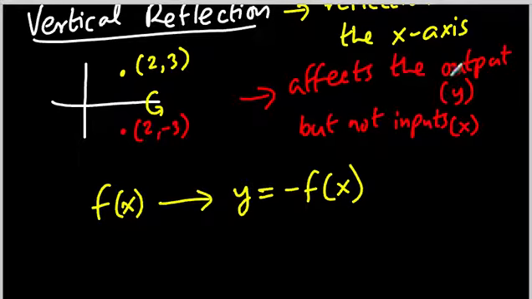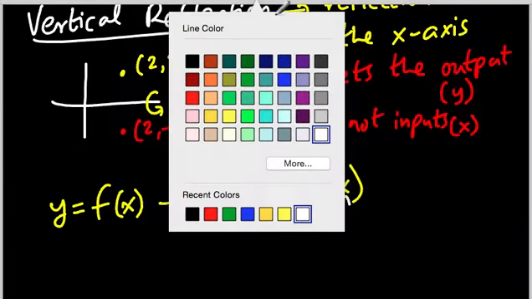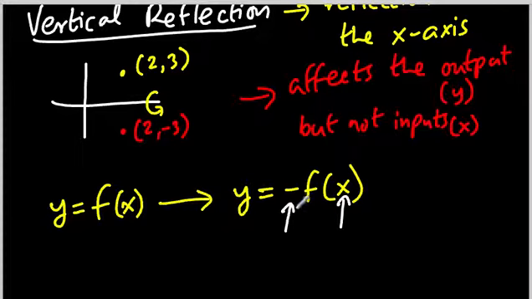As we said over here, it affects the output y, but not the inputs x. So if you look in this expression right here, the inputs are not affected. There's nothing happening to it. There's no number or negative happening over here. I probably should have written this: y equals f of x, so this is being transformed to that. But the y's, on the other hand, all become negative because of that negative there. And as we can see, this (2, 3) becomes (2, -3), meaning only the y's changed. So let's do this using an example.